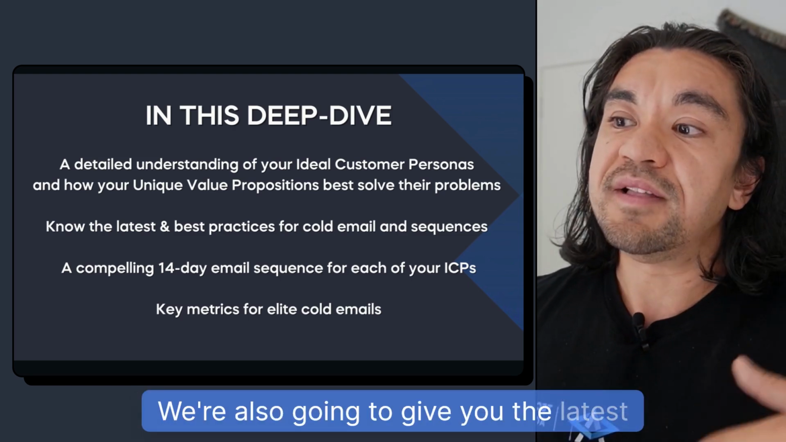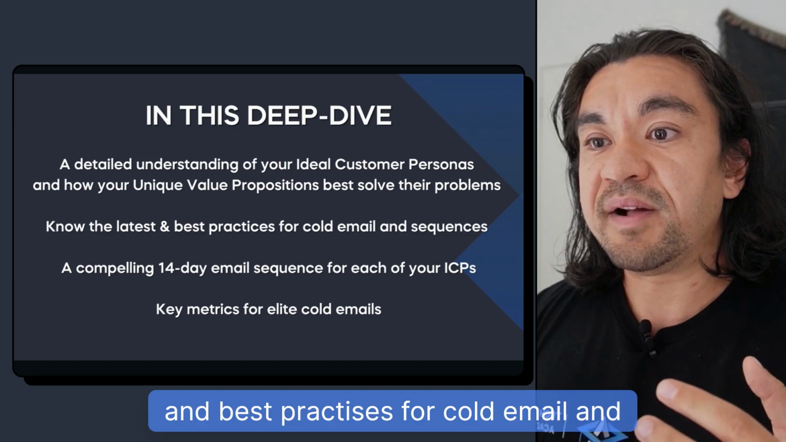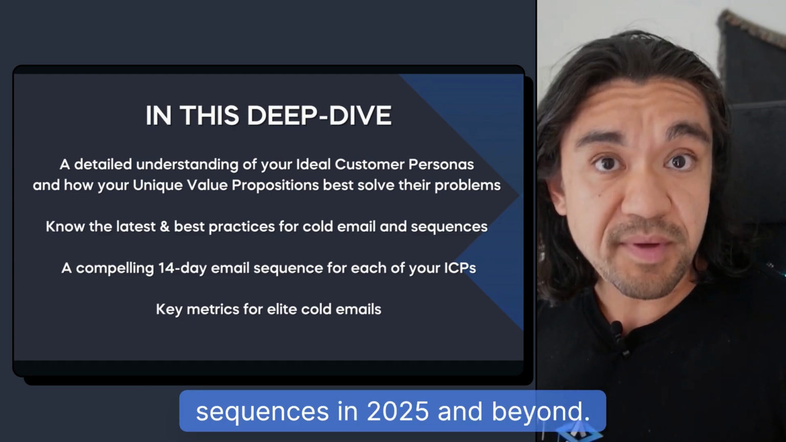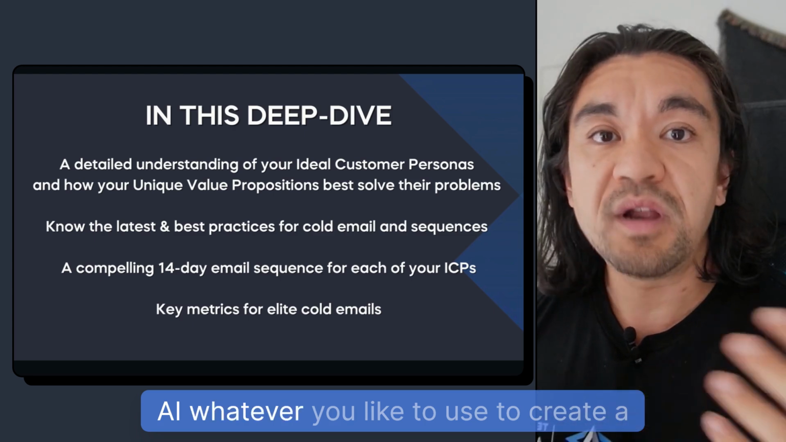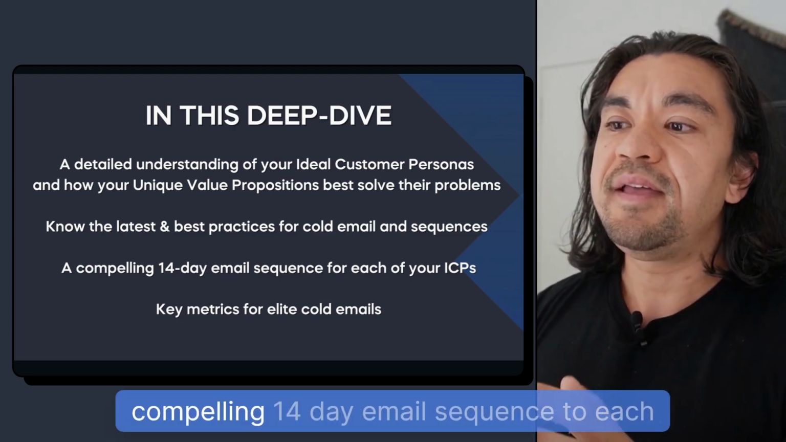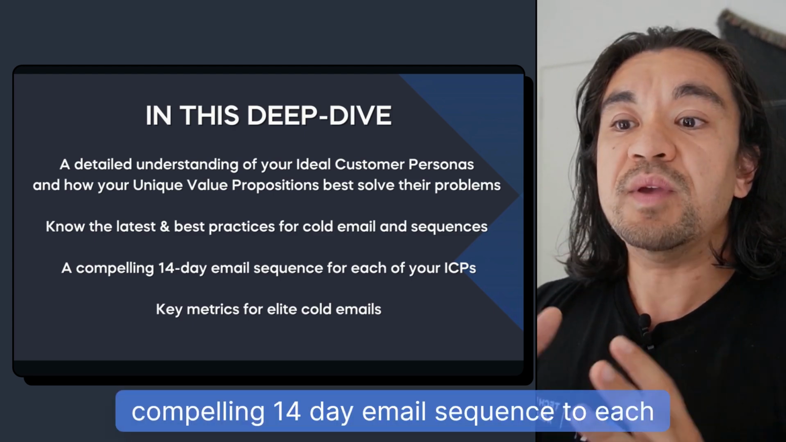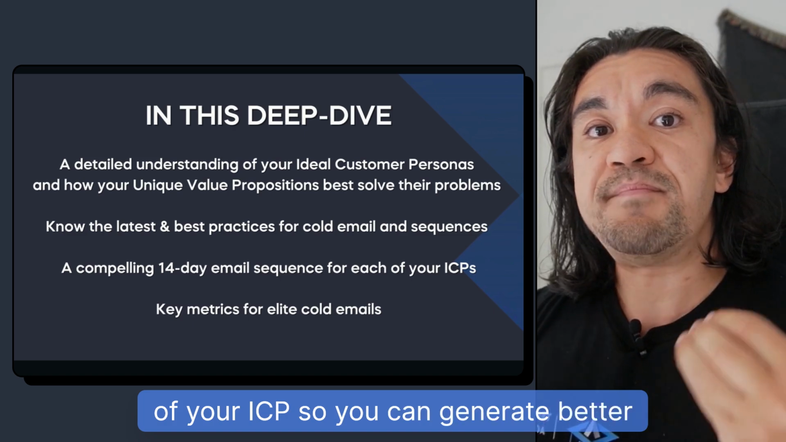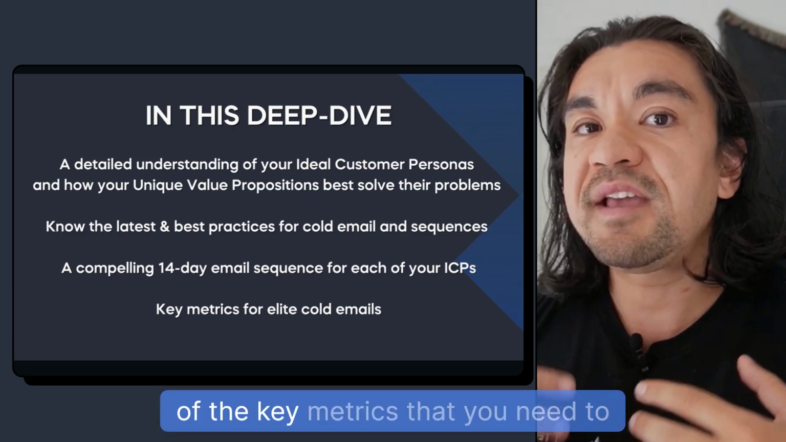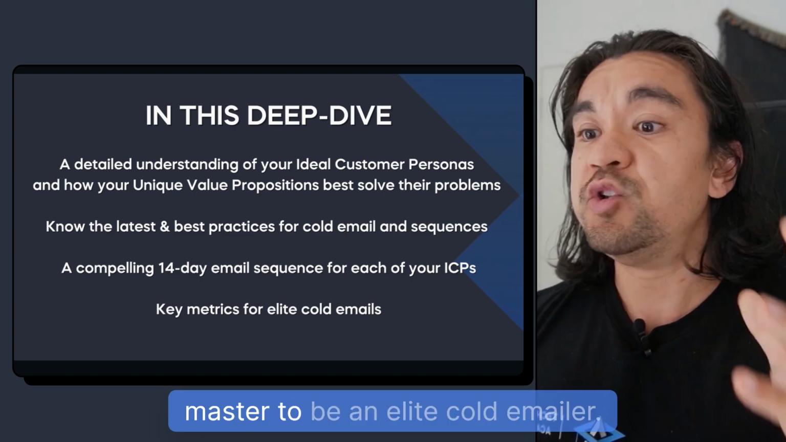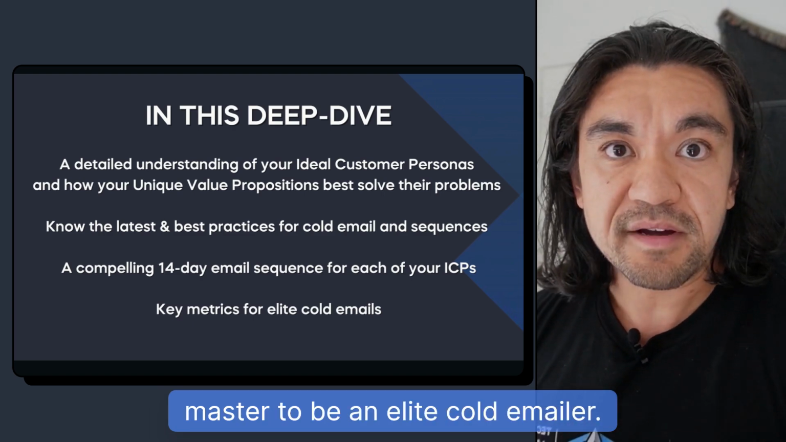We're also going to give you the latest and best practices for cold email and sequences in 2025 and beyond. And then we are going to use ChatGPT, AI, whatever you like to use, to create a compelling 14-day email sequence to each of your ICPs so you can generate better quality leads through cold email. And then I'm also going to give you what are the key metrics that you need to master to be an elite cold emailer, all right?